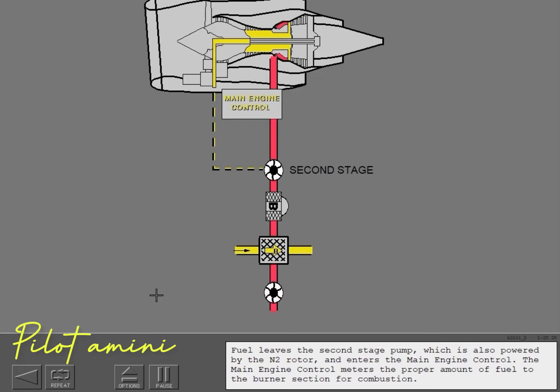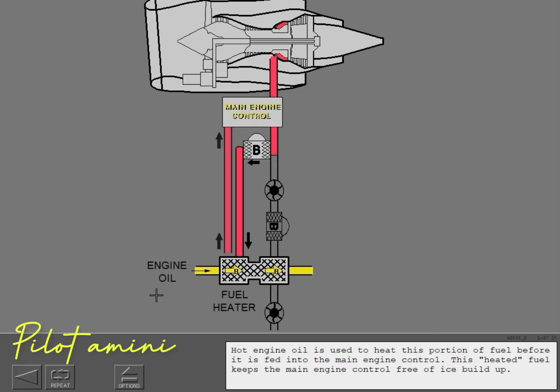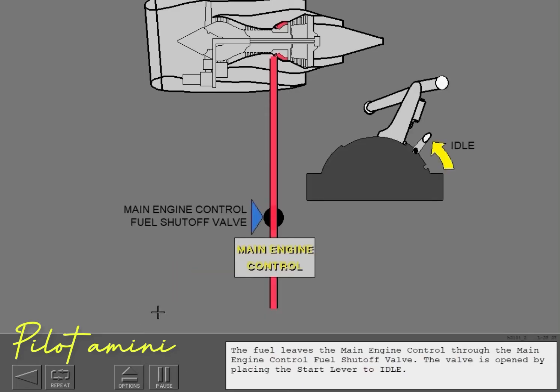As the fuel leaves the second stage pump, a portion of the fuel is diverted through a second filter and then through the fuel heater. Hot engine oil is used to heat this portion of fuel before it is fed into the main engine control. This heated fuel keeps the main engine control free of ice buildup. The fuel leaves the main engine control through the main engine control fuel shutoff valve. The valve is opened by placing the start lever to idle.